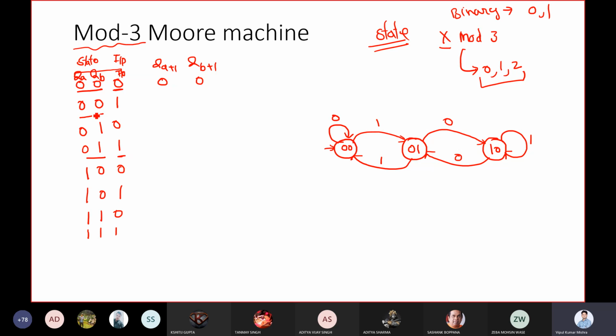Now whenever your state is 0 0 and your input is 1, where are you going? We are reaching the 0 1 state, right? So then your next state will become 0 1. Now what about this? What will be the next state? Check out 1 0. 1 0, right? So you will get 1 0.